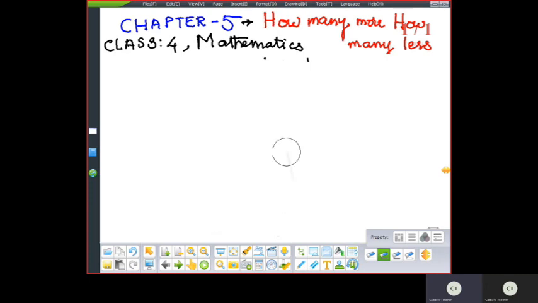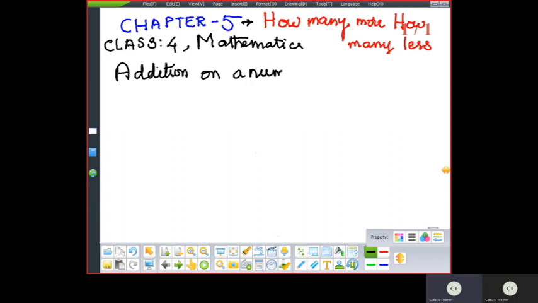Addition on a number line. So what is the next concept? Addition on a number line. I taught you yesterday in our previous lesson, knowing numbers. I have taught you how to do the addition on a number line. Yes or no? Addition, subtraction. These all concepts are explained to you. We are just going over an overview of all those concepts.